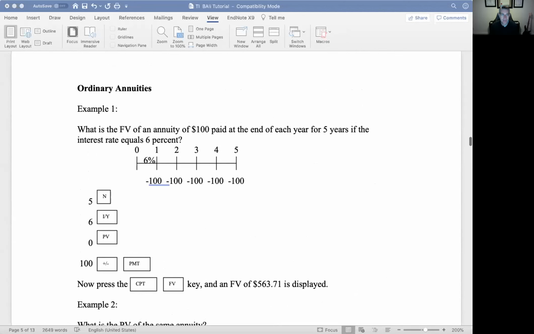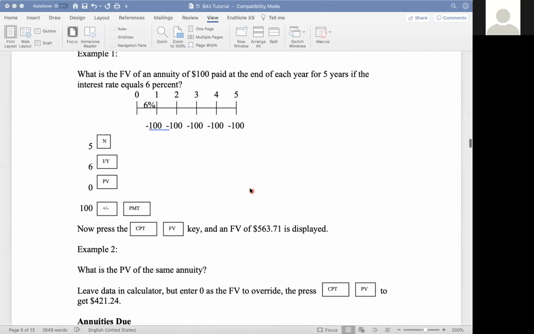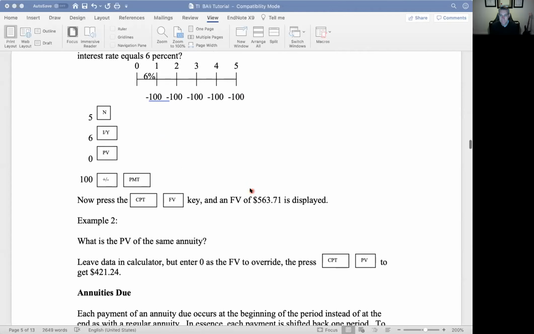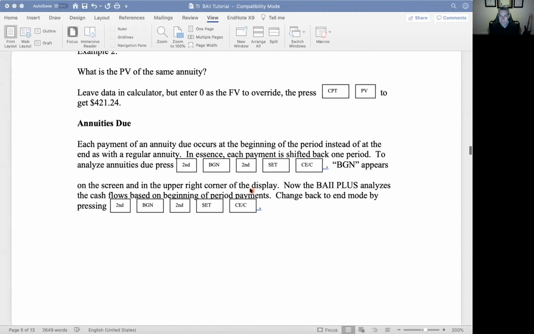So paid at the beginning, each of these $100 would be moved over. The first payment would be right here at time 0, right at the beginning. The second payment will be at time 1, third at time 2. There would be no payment at time 5 because remember it's 5 payments at the beginning. So now we're going to calculate this same example as an annuity due.